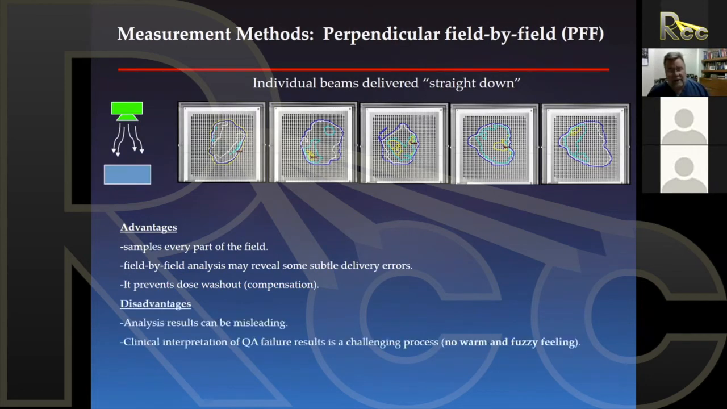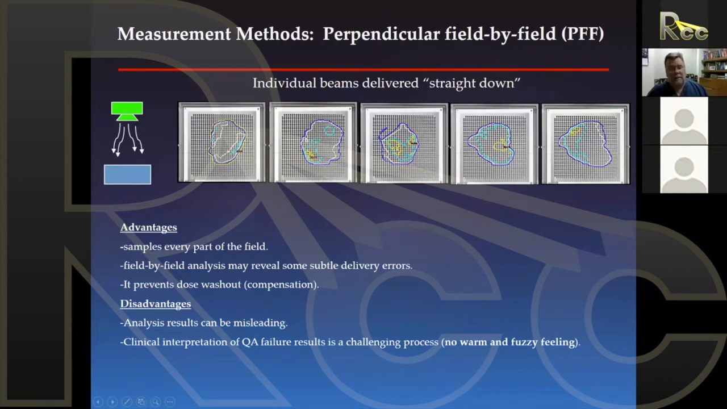Disadvantages: the analysis can be misleading. Let's say this one fails very poorly, but depending on how well the other four are doing, as well as what the overall weighting was here, this may lead us to delay or cancel a patient when it wasn't clinically significant. So that is one of the issues with this. And then clinical interpretation of the results is challenging because none of these look like anything related to that plan. So unless we're looking beam by beam, it doesn't look like the target necessarily. You don't get that warm and fuzzy.